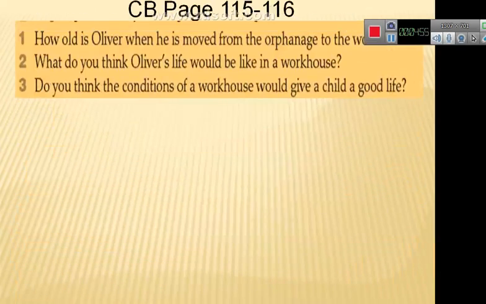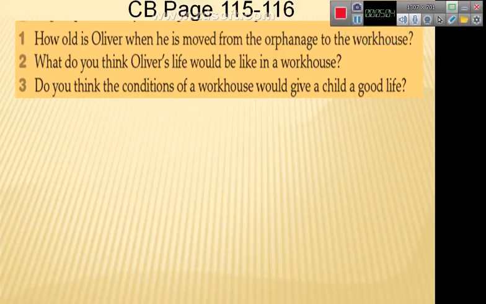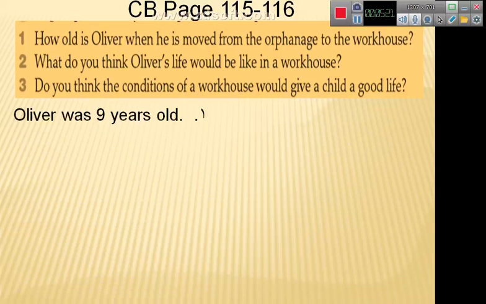Now, let's go to course book page 115 and 116. How old was Oliver when he is moved from the orphanage to the workhouse, if you remember. Question number 2. What do you think Oliver's life would be like in a workhouse? Number 3. Do you think the conditions of a workhouse would give a child a good life? Let's see the answers, please.